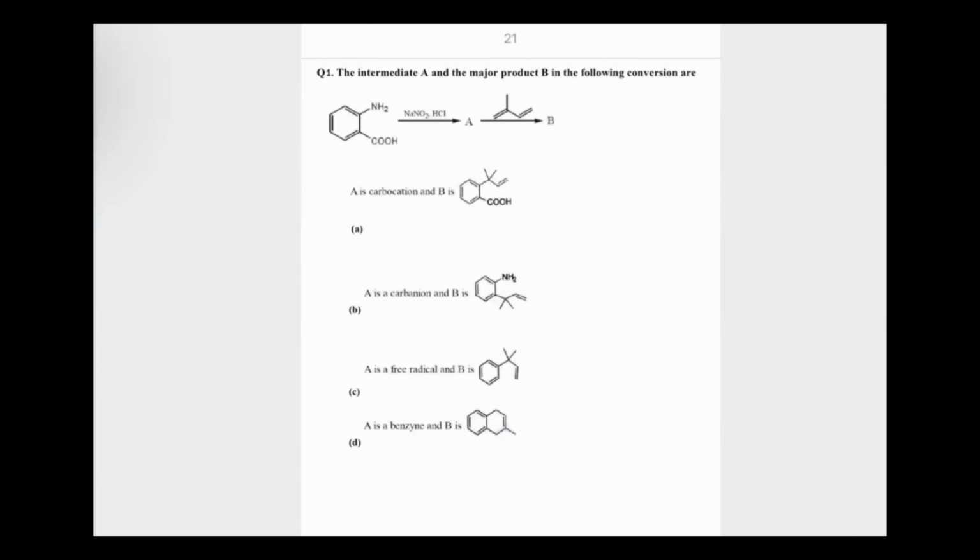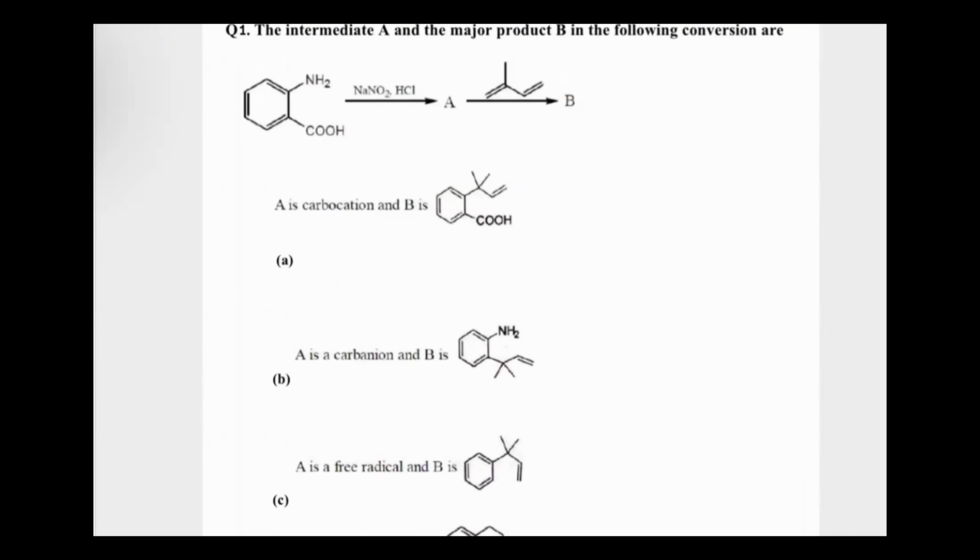And now we'll discuss one question from reaction intermediates and we'll wind up today's class. And the question is: the intermediate A and the major product B in the following conversion are. So the first conversion is this molecule reacting with sodium nitrite and HCl, and we are getting a product like A, and this A is reacting with this molecule and we are getting B. So in the question we need to find out both A and B. So first, what is happening here, we can see it is a primary amine which is attached to an aromatic molecule, and it is reacting with sodium nitrite and HCl.